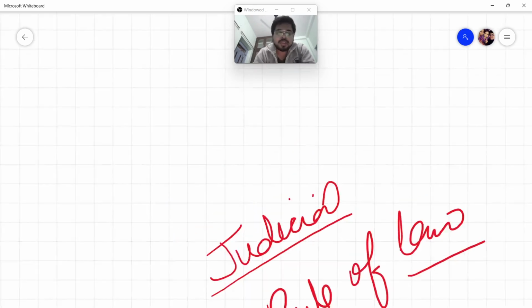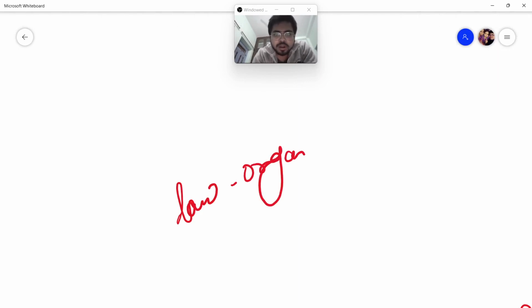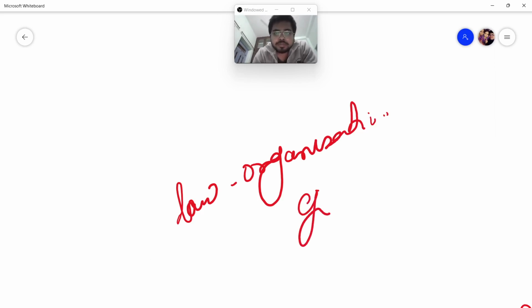See one thing, whatever law or organization you are seeing here, it will look like it is good. Okay, it will look like it is good. What is wrong in that?